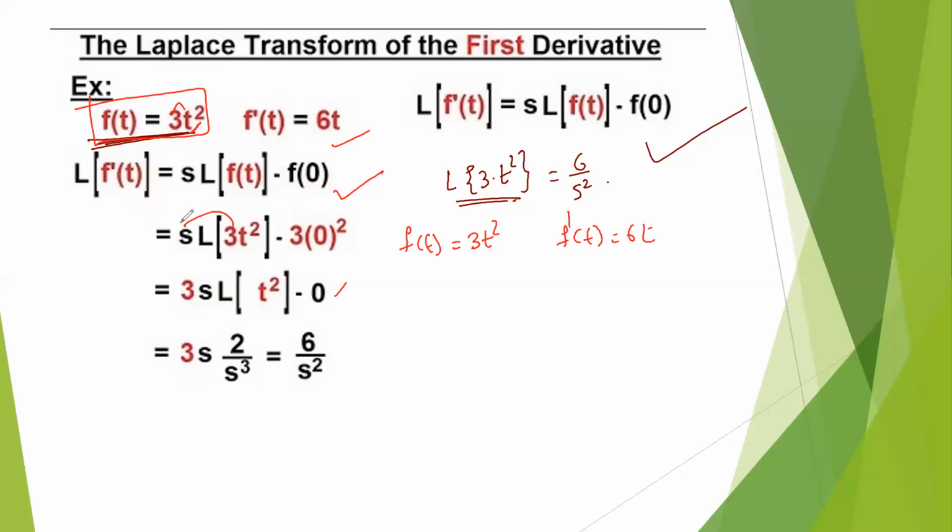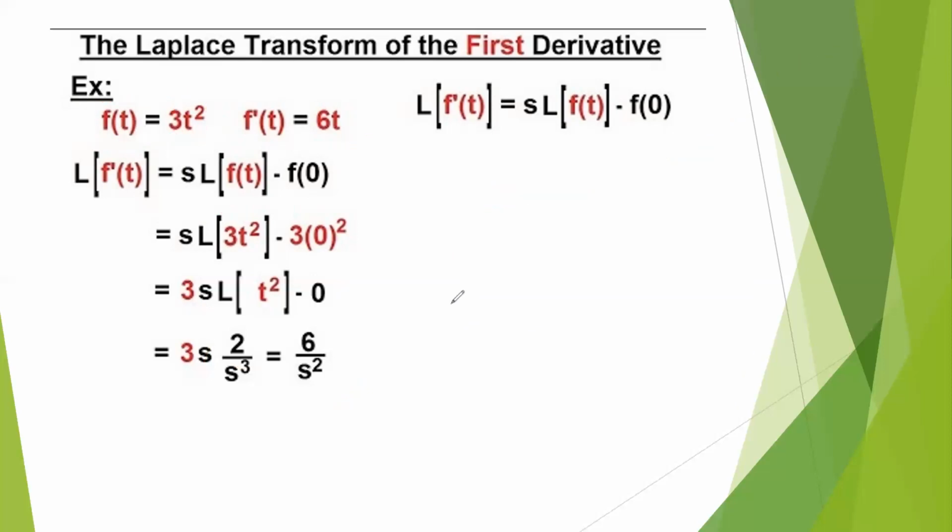Here this 3 can be kept outside. So 3s into the Laplace transformation of t square minus 0. That is 3s into the Laplace transformation of t square. We know that the Laplace transformation of t square is nothing but how much? 2 factorial divided by s cubed, which is nothing but 2 divided by s cubed. So if you substitute that and cancel 1 s here, we are going to have 6 divided by s square. So like this, we can find the Laplace transformation of f dash of t. Otherwise, we can prove this Laplace transformation of 3 into t square as 6 by s square. So by using derivative formulas like this, we can calculate the Laplace transformation of a few kinds of functions which are derivatives.